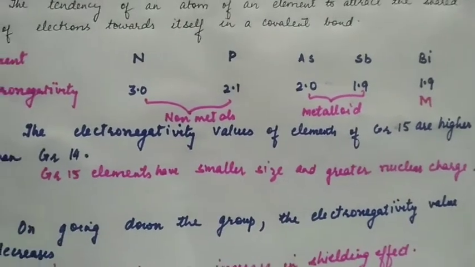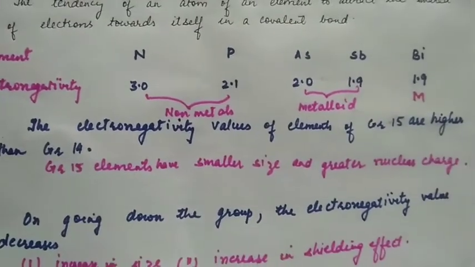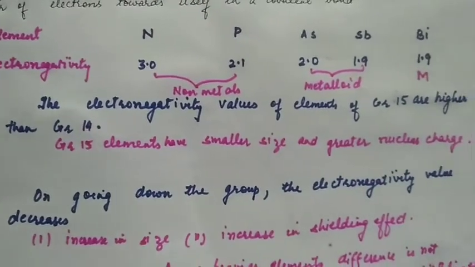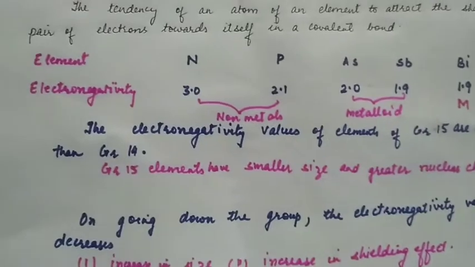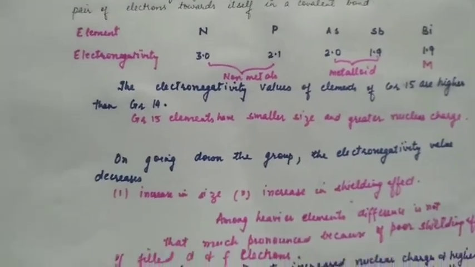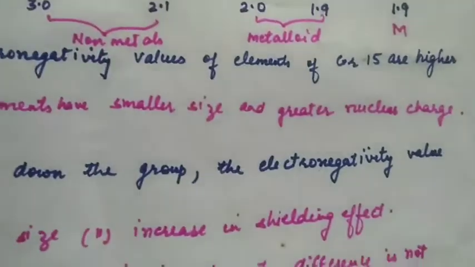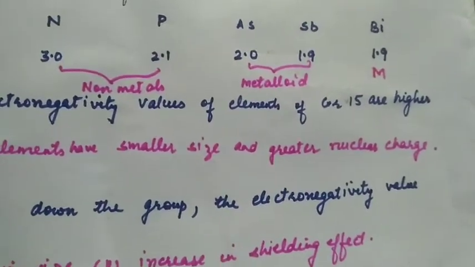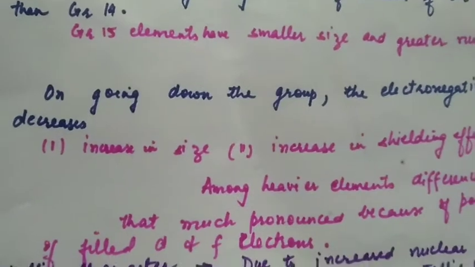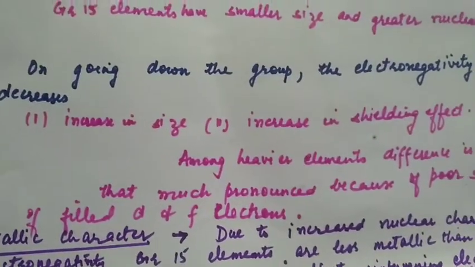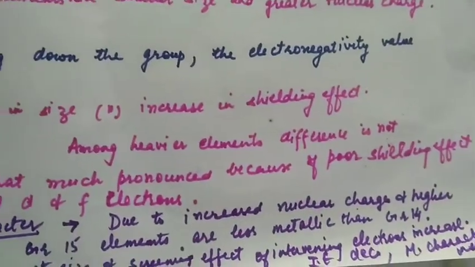So you can see that the electronegativity decreases down the group, and the electronegativity values of elements of group 15 are higher than group 14. Group 15 elements have higher electronegativity because of smaller size and greater nuclear charge. On going down the group, the electronegativity value decreases due to increase in size and increase in shielding effect.